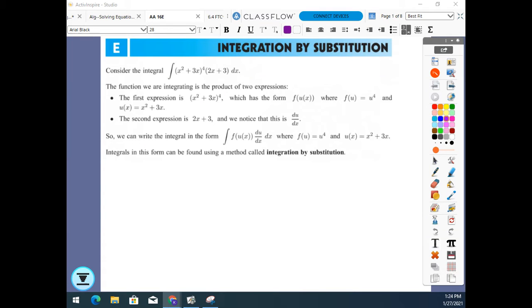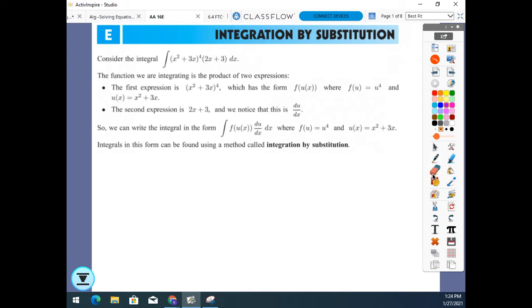So 16E is teaching us a trick, I guess. It's just a way that we can manipulate integrals that have more than one function. So consider the integral. This is to the fourth times this. There is no product rule for integrals. There is no special rule, but we do have integration by substitution.